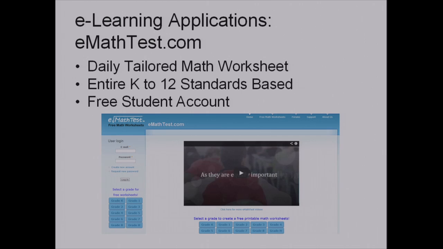emastest.com, which provides a daily tailored math worksheet based on the entire K-12 standard. So it covers the entire K-12 standard, and it is free to all students in the world. A lot of students are taking advantage of emastest.com, and thanks to Google, because as I explained, the reason we are able to provide these free math worksheets to all students is that we were able to use Google image, charts, and search APIs inside of this engine.